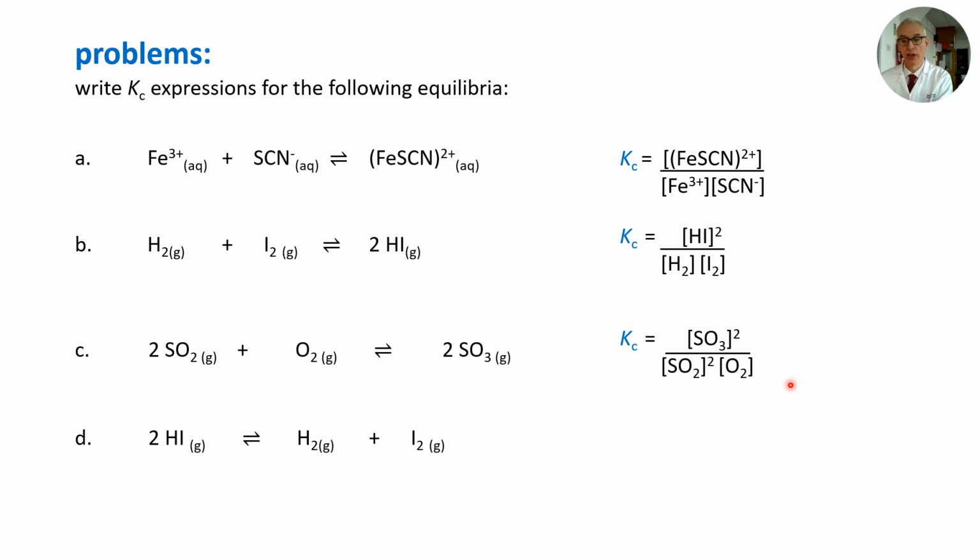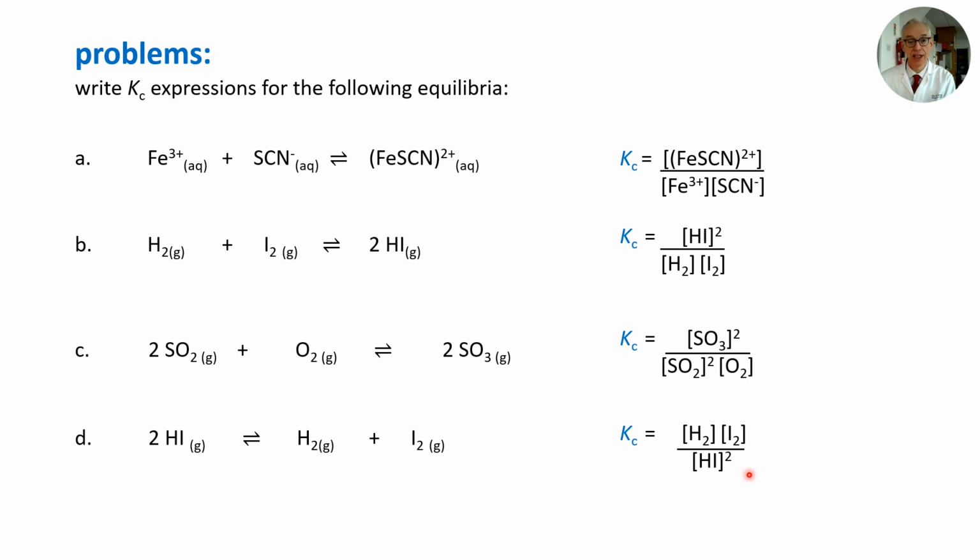And then notice on the last one, B and D are simple reversals of each other, and therefore the Kc expression is reversed. The right-hand side on this example is hydrogen and iodine concentrations, and on the bottom we have the left-hand side, which in this case is hydrogen iodide raised to the power of 2.